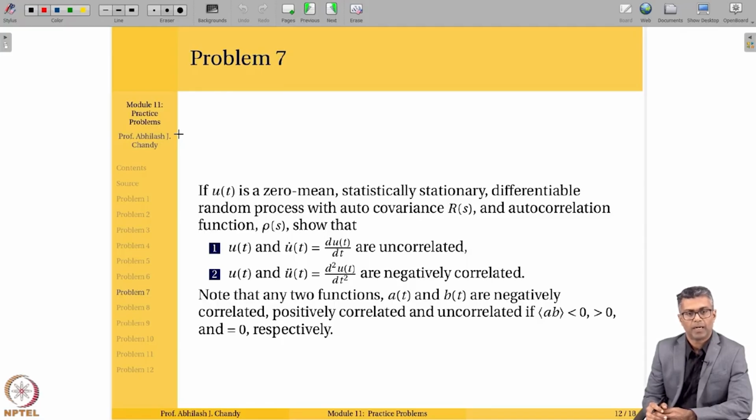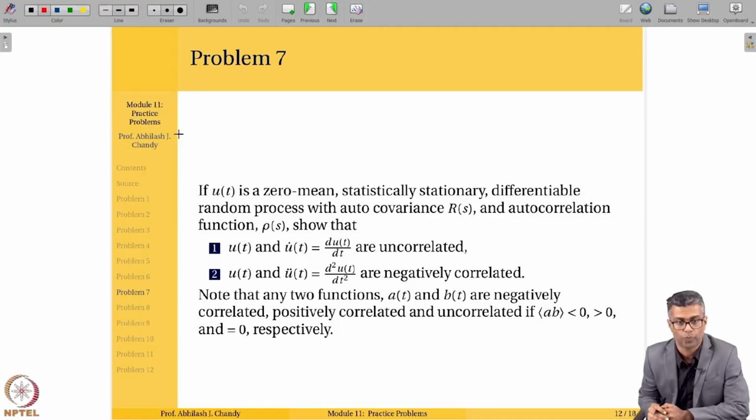All right. So keep in mind, the second part is u(t) and u double dot of t, which is the second derivative in time of u(t), are negatively correlated. That's also something you have to show.